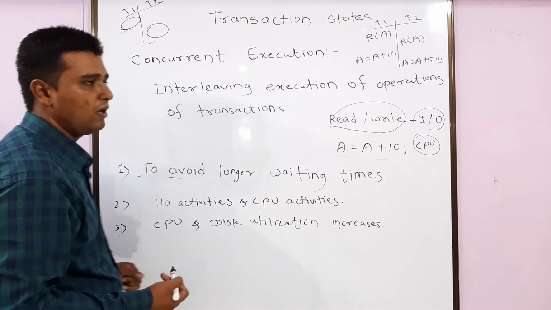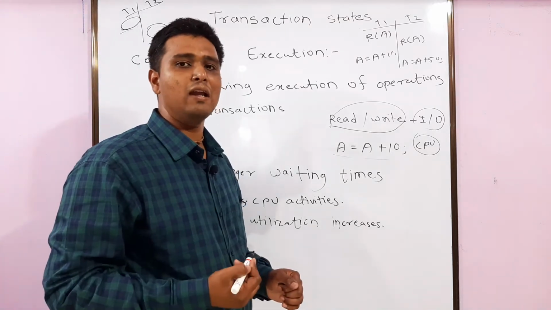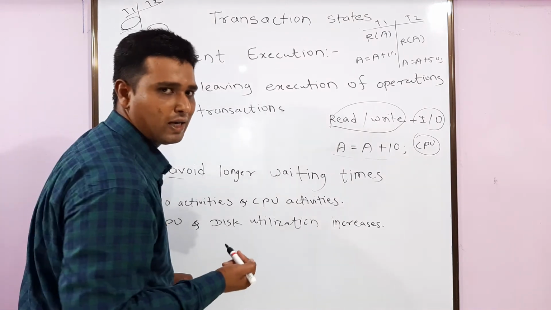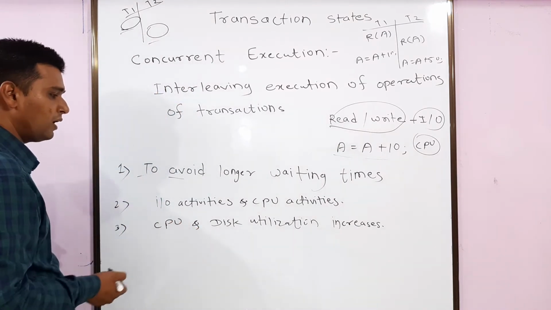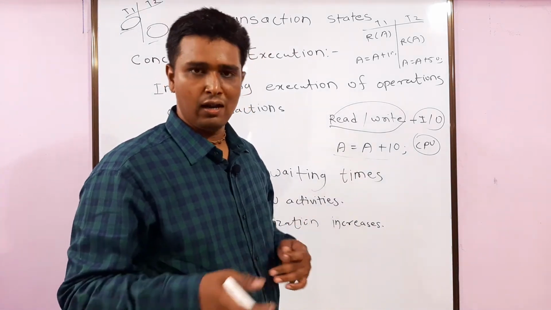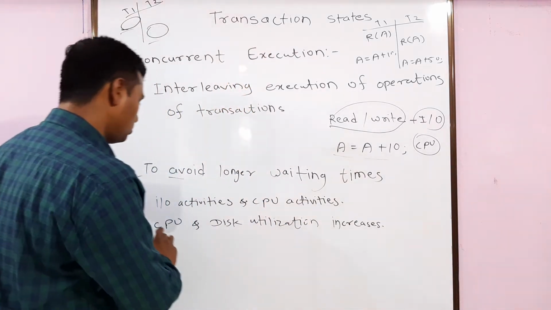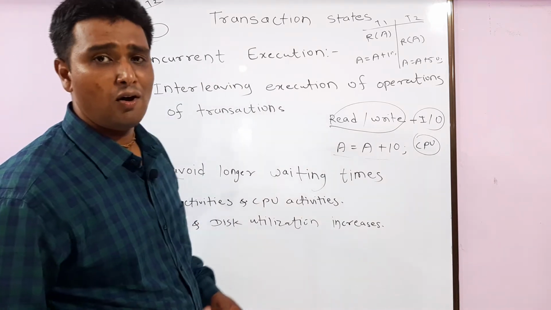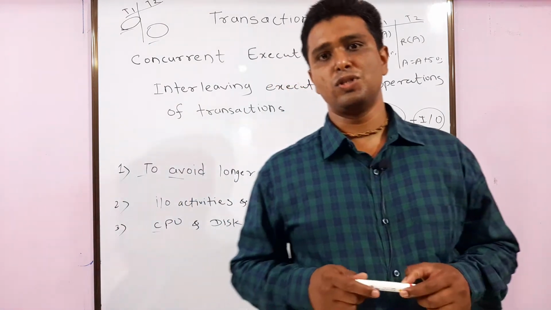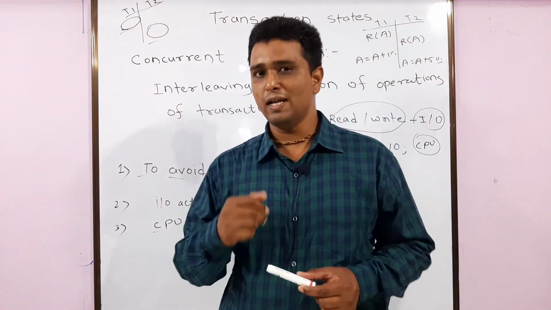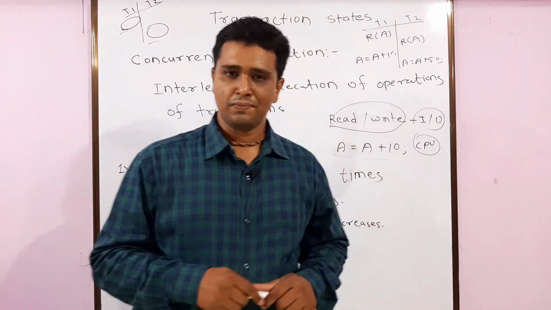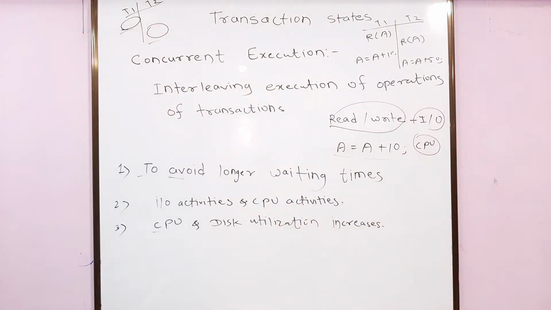To solve this problem, we can run all 10 transactions parallelly, concurrently, so that no transaction has a longer waiting time. Another thing is that input activities and CPU activities, as I told, can run parallelly, and that leads to enhanced utilization of the CPU as well as the disk. So that is the reason we go for concurrent execution. Now there are some problems with concurrent execution, and we are going to see those problems.